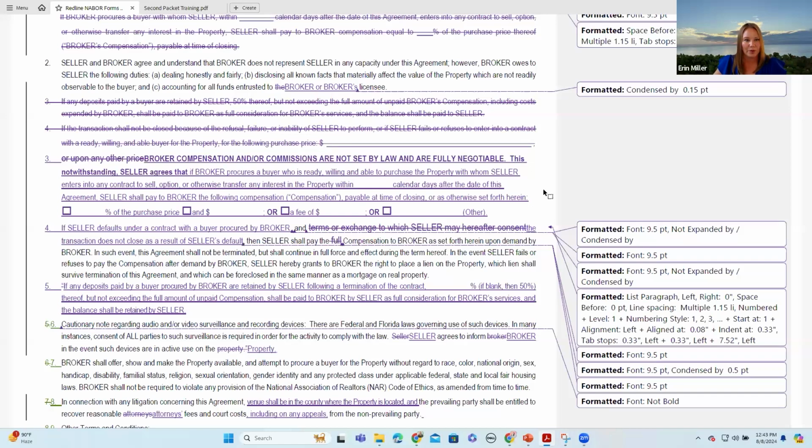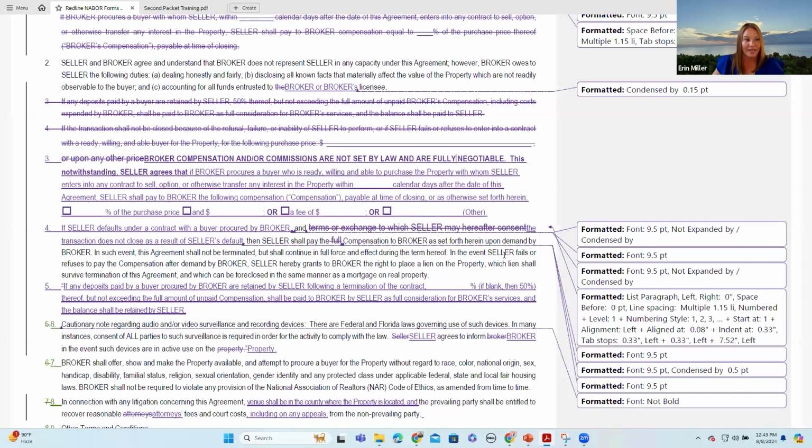So again, broker procures a buyer who's ready, willing, and able to purchase a property within blank calendar days. There's no default provision here on the number of days. Within blank calendar days after the date of this agreement, seller is going to pay to broker the compensation, and you've got check boxes for the type of compensation, whether it's a percentage of the purchase price and maybe another dollar amount, or a fee of a dollar amount, or some other type of compensation of other.